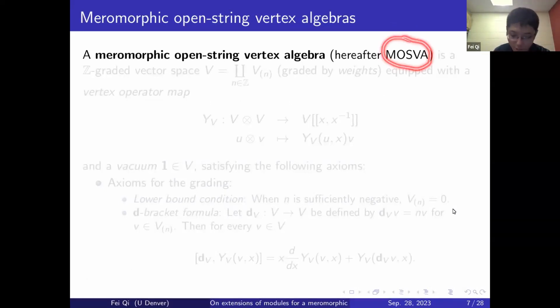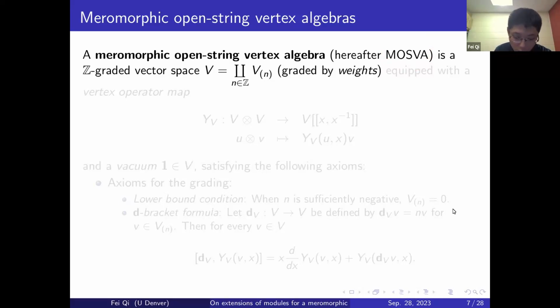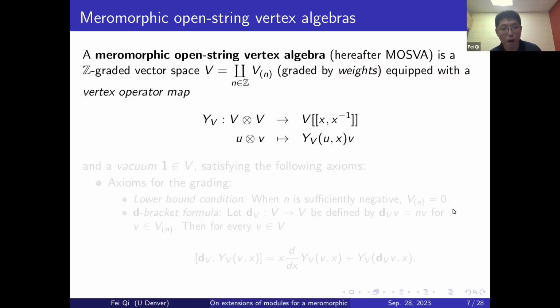Now let's actually go over the axioms of a meromorphic open string vertex algebra, and I will just use the abbreviation MOSFA, so it will be much shorter. We require a Z-graded vector space, with the grading given by the weights, and then we require a vertex operator map sending u tensor v to Y of u, x, v, and we require a vacuum element 1. But on the other hand, we do not require any conformal elements, so that's one important difference.